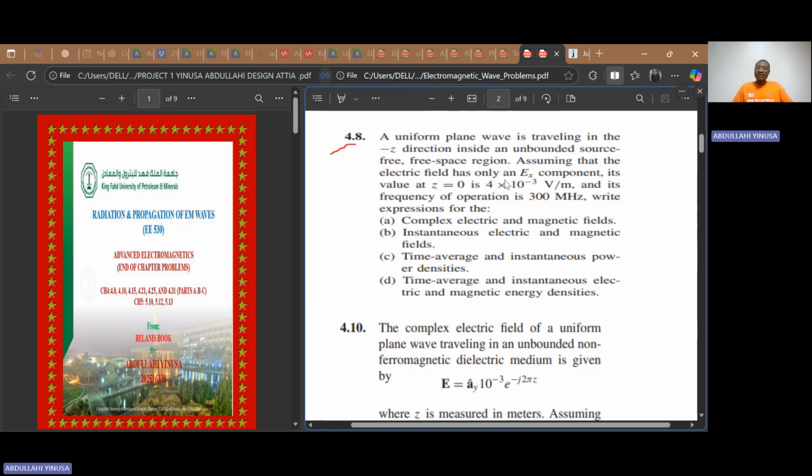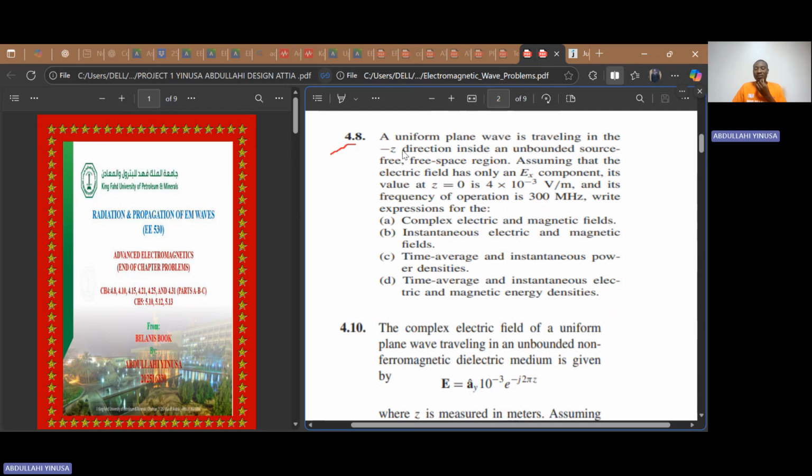And then it is in the x direction. It means the unit vector for E is ax. However, the unit vector for the direction of propagation k is going to be minus az. So we take minus az cross ax. What's going to be the final answer? The final answer is going to be, when we say az cross ax, of course it's going to be ay.